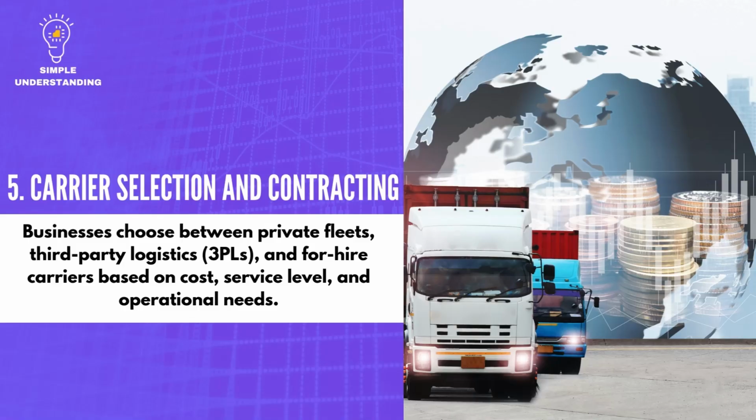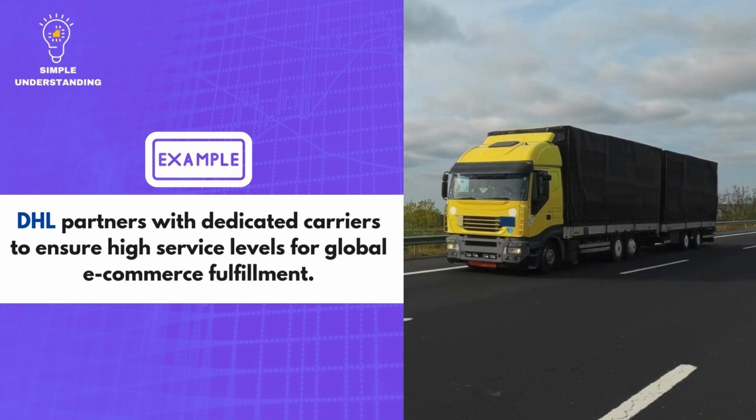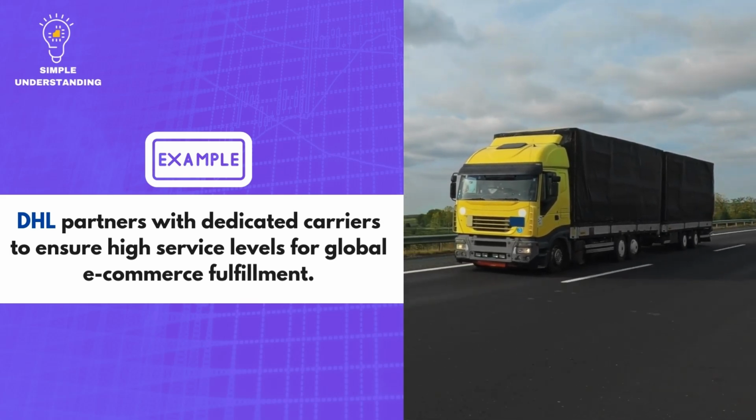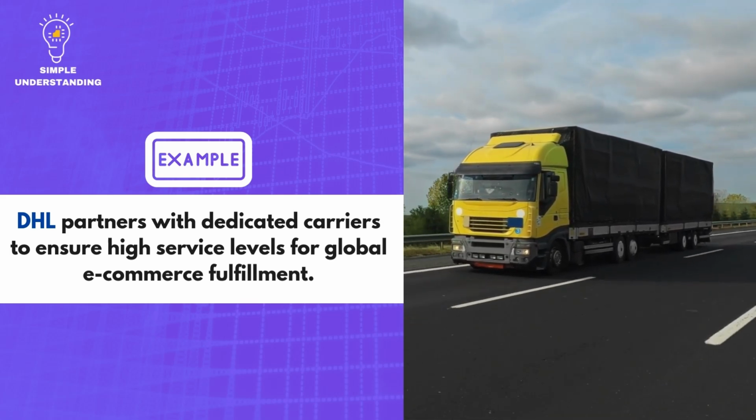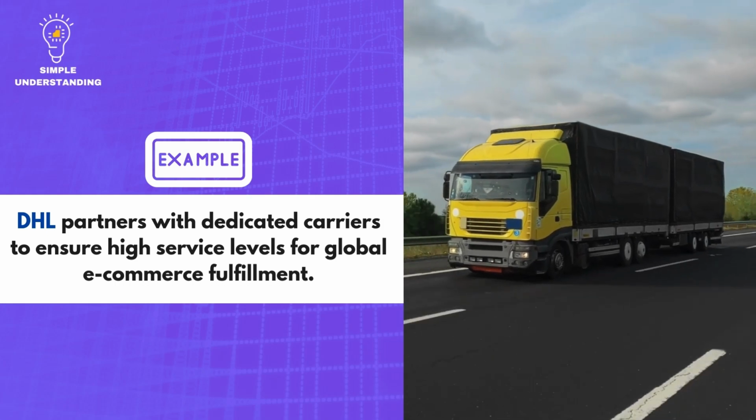5. Carrier selection and contracting. Explanation. Businesses choose between private fleets, third-party logistics, 3PLs, and for-hire carriers based on cost, service level, and operational needs. Real company example. DHL partners with dedicated carriers to ensure high service levels for global e-commerce fulfillment.